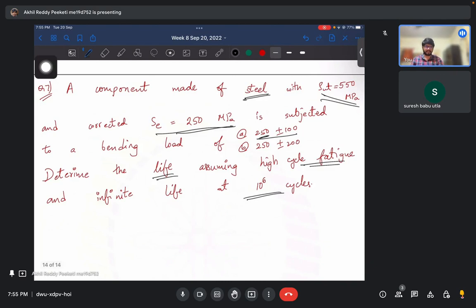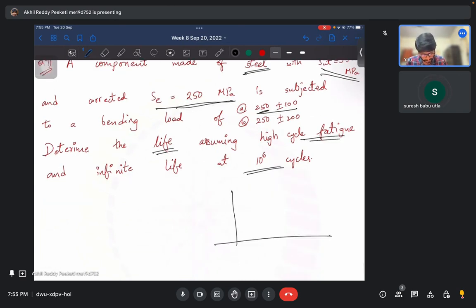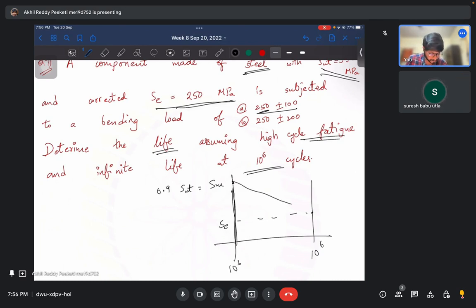So when we have this mean stress and alternating stress, first you need to find the effective alternating stress in a way. So let's plot 10 power 3 and 10 power 6. This is Sm and this is Se, right? Now what is Sm? 0.9 SUT, right? This is the high cycle fatigue regime. So this point is 10 power 3, Sm, and this point is 10 power 6, Se.